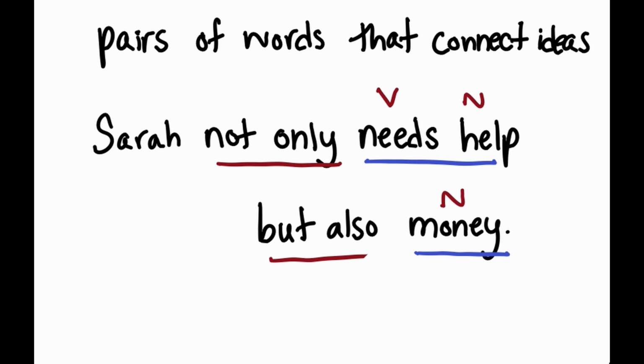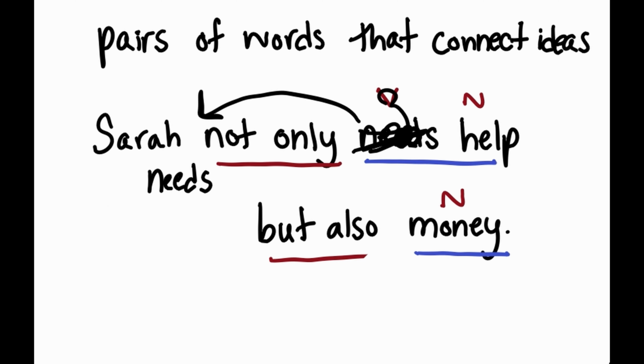You would take this out and put it up here in front of Sarah. You would put needs there. Sarah needs not only help, but also money. You would just take this out completely, and it would refer to both of them. All right? Because the verb has to have a sentence. If you just take needs out entirely, Sarah not only help, but also money. We have no verb. A sentence has to have a verb. All right? So that's how you can do that.